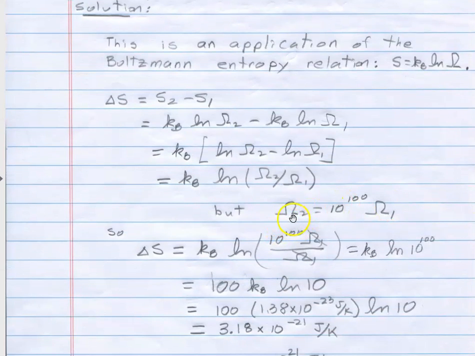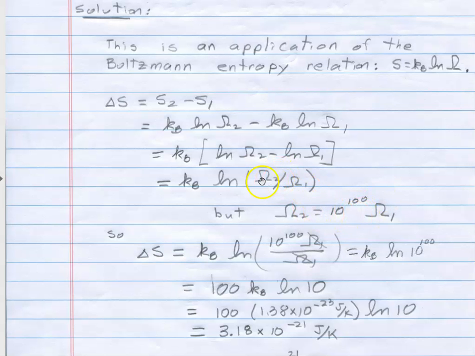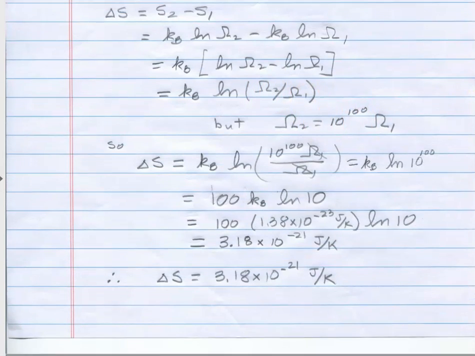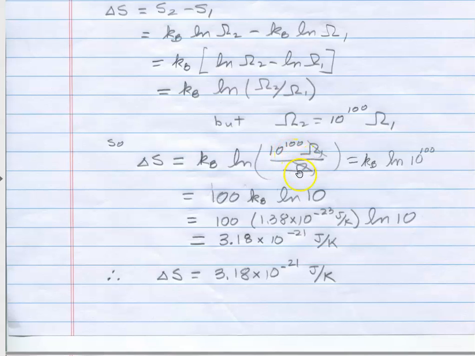But we're given here that omega 2 is 10 to the 100th times omega 1. And so one just plugs that in for omega 2 up here. I've done it. And the omega 1, the initial state, goes out. That's the nice thing about logarithms, this sort of thing happens. And I get Kb times the natural log of 10 to the 100th is the change in entropy. And using again the property of logarithms, the natural log of 10 to the 100 is 100 times the natural log of 10.